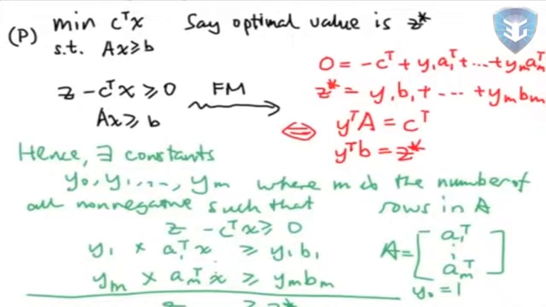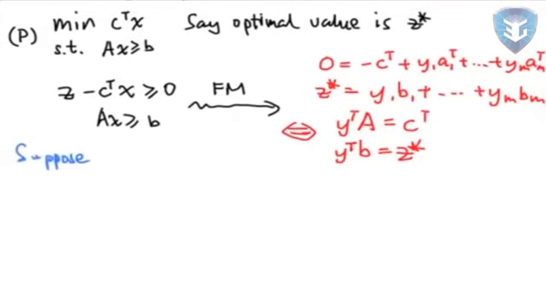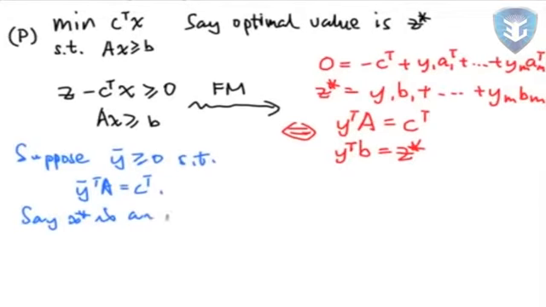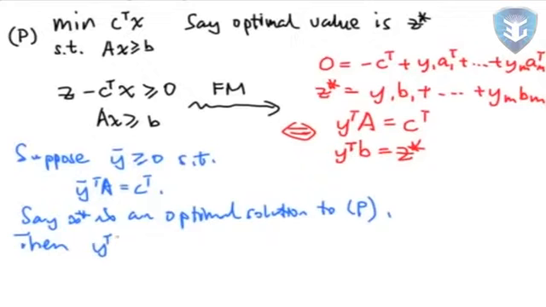Let's make another observation here. Suppose I have a Y bar greater than or equal to 0 such that Y bar transpose A is C transpose. Say X star is an optimal solution to P. Then Y bar transpose A X star is the same as C transpose X star. But C transpose X star is the objective function value of our optimal solution X star. So this has to be Z star.